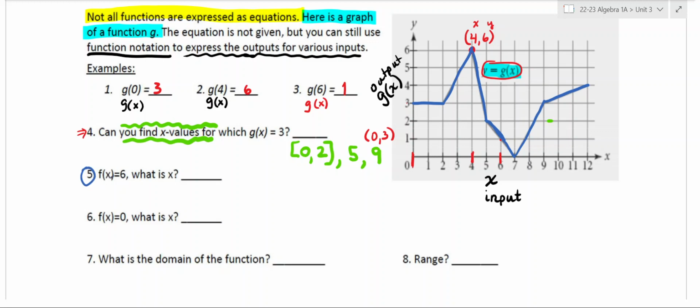All right, question number 5. If f of x equals 6, what is x? So just the question itself tells you that we don't know x. They've given you that the function equals 6. And remember, what does the function equal? The function equals y. So we're looking for the horizontal line where y equals 6.